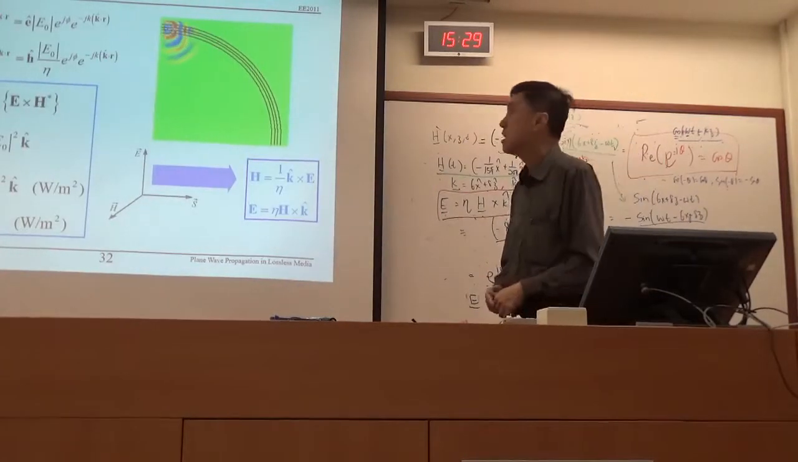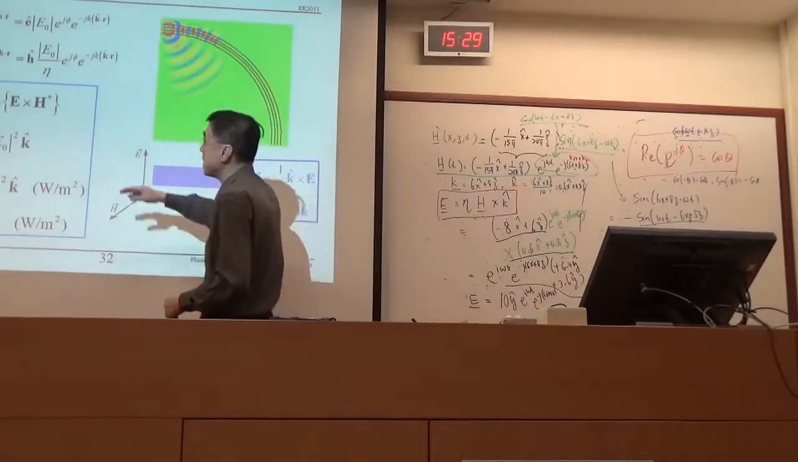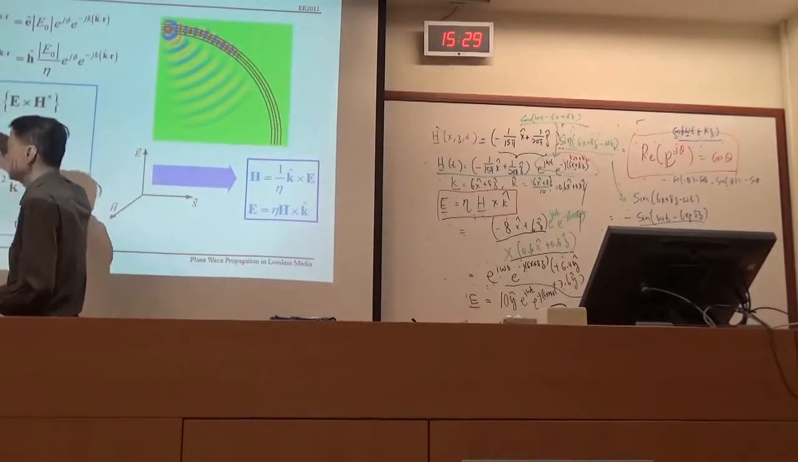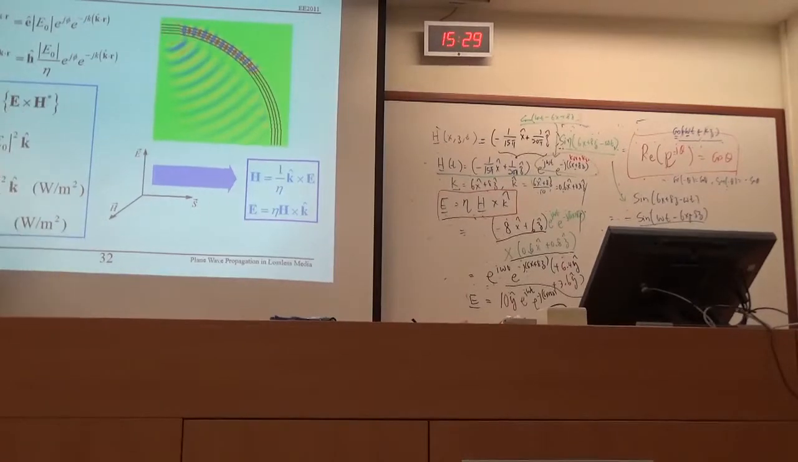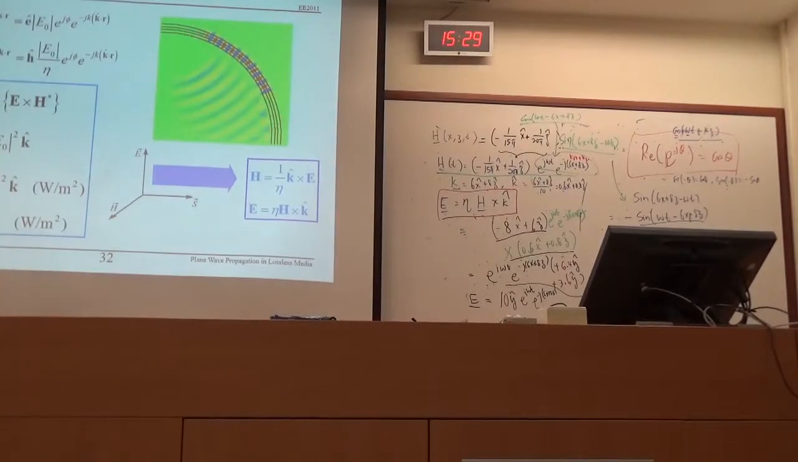Alright, so if we have an E, we have an H, so we have the pointing vector, in terms of E naught or in terms of H naught.